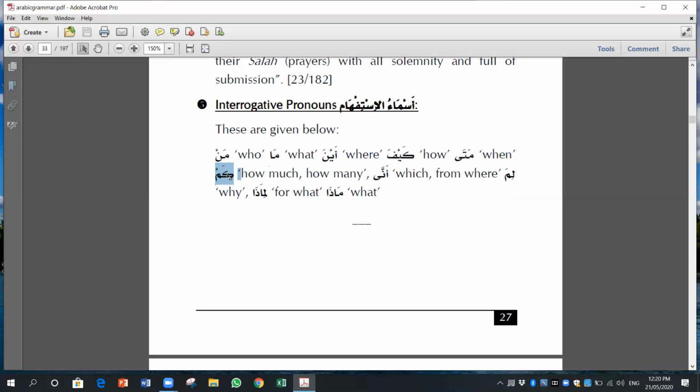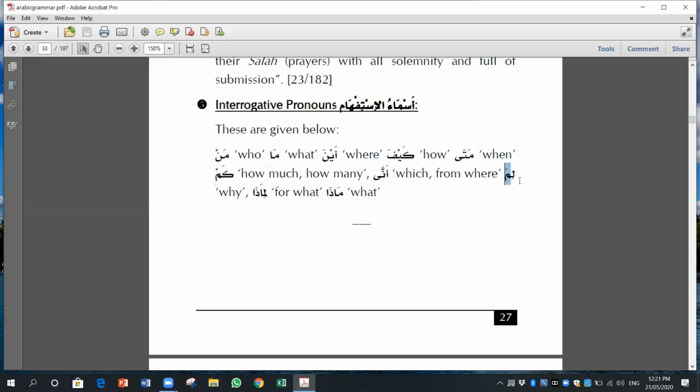Kam riyalan indaki ya Rahila. Rahila, how many riyals do you have? How many or how much, for both it is kam. Kam kutubun indak, kam kitaban, how many books do you have? So it is like that. Anna means from where.